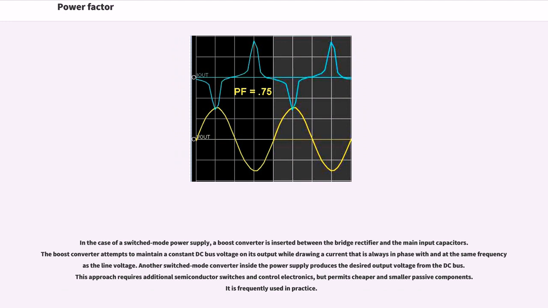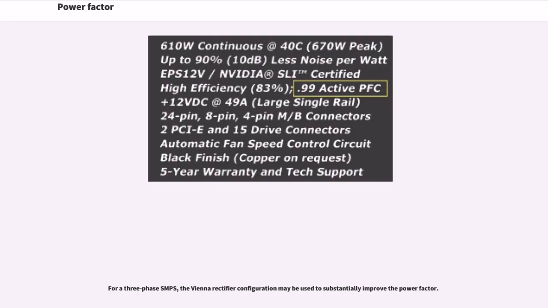Another switched-mode converter inside the power supply produces the desired output voltage from the DC bus. This approach requires additional semiconductor switches and control electronics, but permits cheaper and smaller passive components. It is frequently used in practice. For a three-phase SMPS, the Vienna rectifier configuration may be used to substantially improve the power factor.